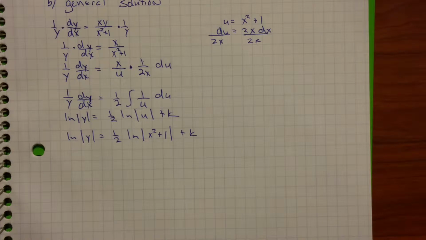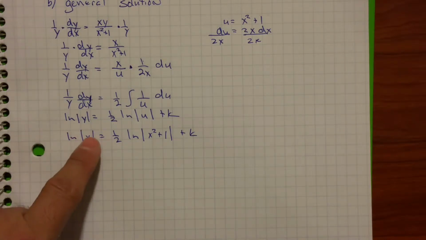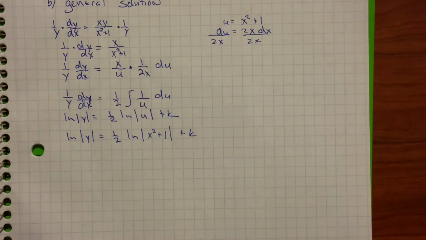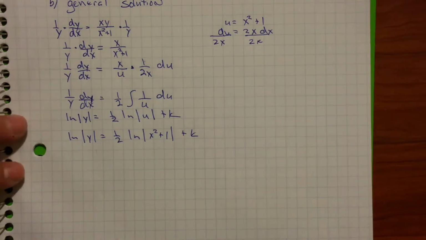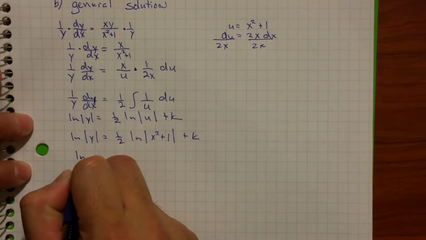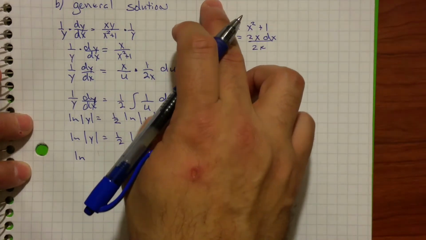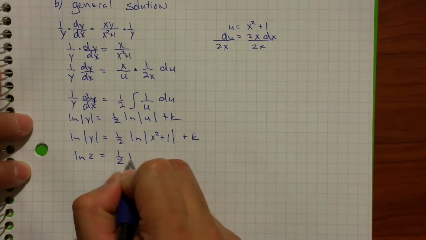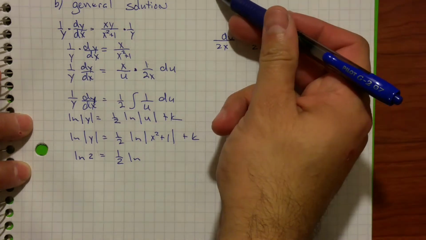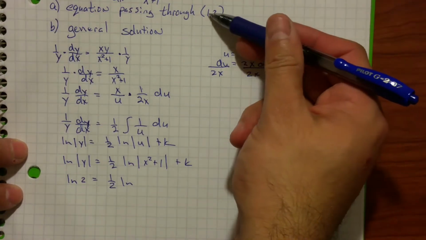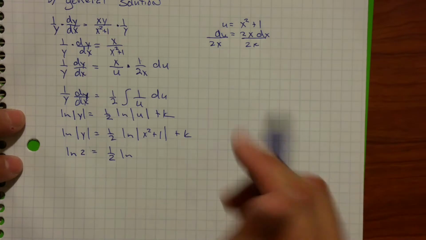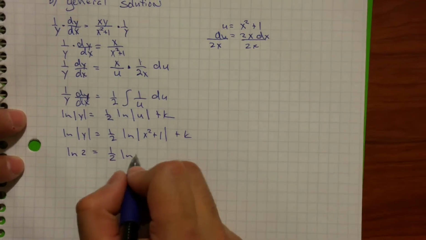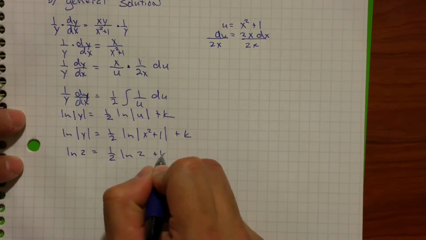Now, let's take a look. So now I have this one and this one here. I'm looking for the equation where it's passing through this point here. So let's go ahead and plug in for that point. It's going to be ln, and my y value is 2, is equal to 1/2 ln, and that's going to be my x value. If you see right here, my x value is 1. So it's going to be 1 squared is 1, plus 1 is 2, ln 2 plus k.